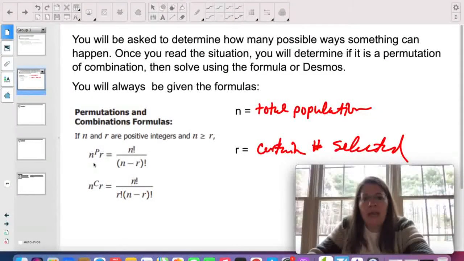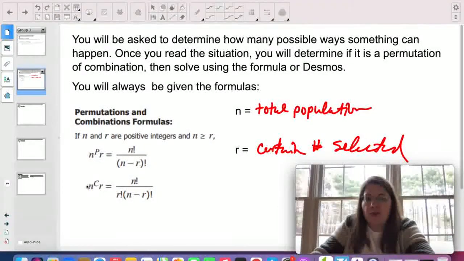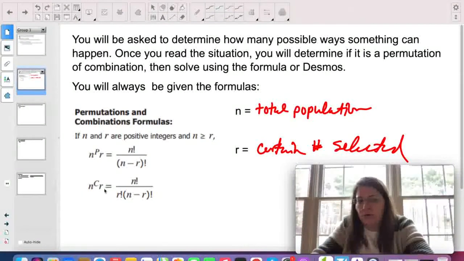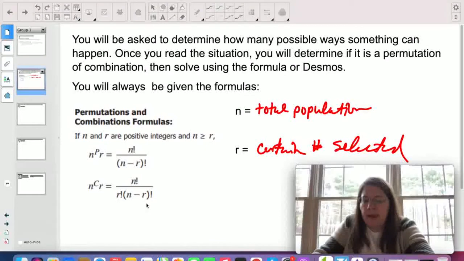When you have a permutation, the formula is nPr, and here's the formula: n factorial over n minus r factorial. This is why we had to learn factorials. For a combination, here's your formula, nCr. The first number is always your total population, and the R number is how many prizes you have, how many names drawn out of a hat, how many people go on a trip, and so forth. That formula is n factorial over r factorial times n minus r factorial. Again, formulas will be given to you, but most of the time we're probably going to just use Desmos.